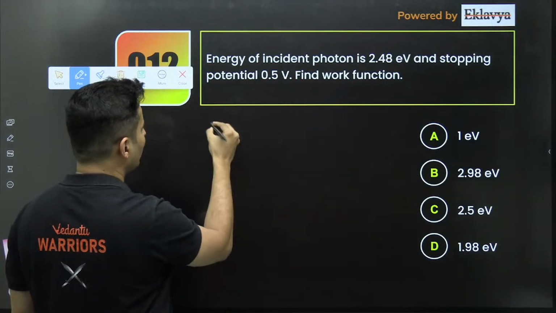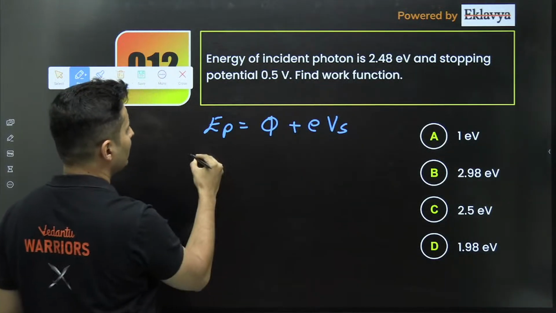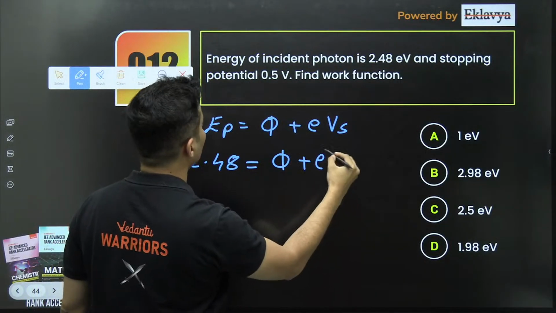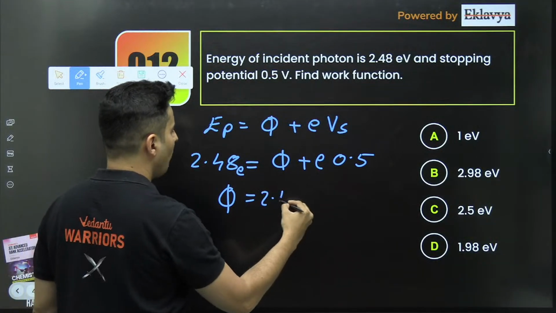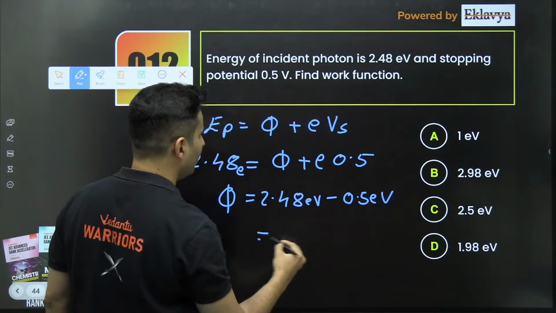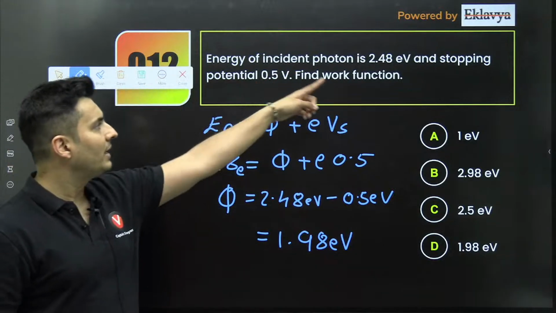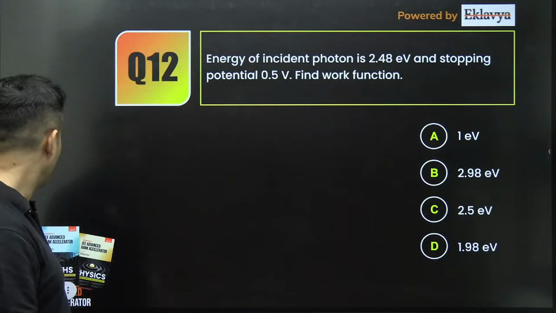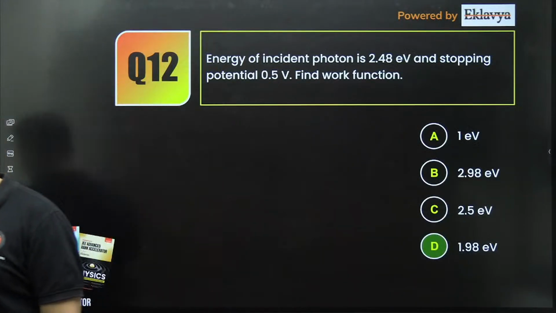Okay. Energy of the photon is the work function plus e into stopping potential. Energy of the photon is 2.48. Work function we have to find plus e into stopping potential is 0.5. So work function, this is in electron volt, is 2.48 electron volt minus 0.5 electron volt, which is 1.98 electron volt. Yes, this was 2.48 in electron volt. So put that e, else you will get a wrong answer. Option D should be correct. Direct photoelectric equation application. Yes, 1.98, guys. Awesome.